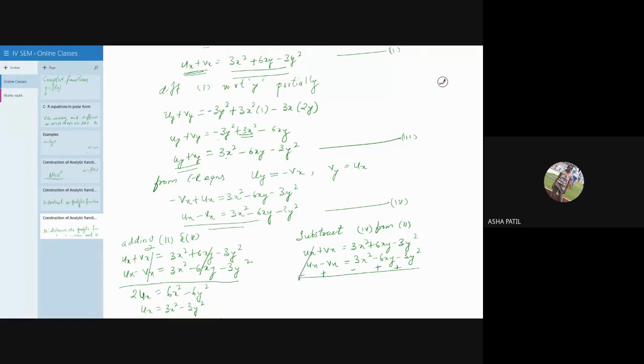Now the ux term cancels. We'll get 2 times vx equal to plus 3x square minus 3x square cancels, minus 3y square and plus 3y square cancels. What we get is 12xy. So vx is equal to 6xy. Now we have got ux, we have got vx. What next?